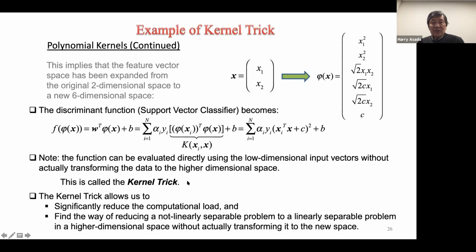Now, I just showed you one lucky case. How general is this? This one is good, but is it really possible? We need to discuss that. But at least you can see that the kernel trick can significantly reduce the computational load. And more importantly, we reduce the not linearly separable problem to a linearly separable problem by recasting the input space to a high dimensional feature space. That is a very good plus.